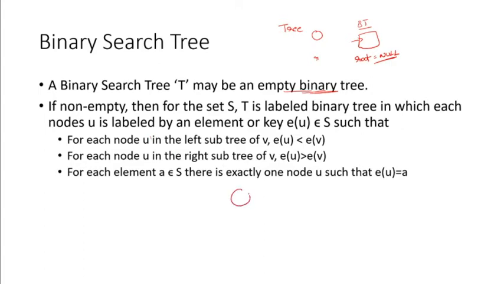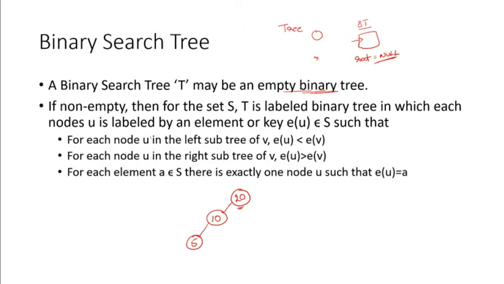Suppose you take a node which contains the value 20. All the nodes in the left subtree of this particular node will contain a value which is less than 20. So I can take 10 here. In the same way, if I take the left subtree of 10, I can take 5 here. 10 is less than 20, and in the same way, 5 is less than 10.